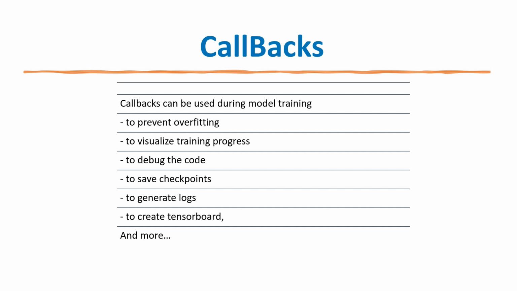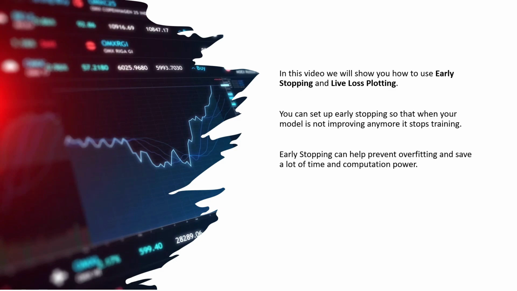Callback functions can be used during model training to prevent overfitting, to visualize training progress, to debug the code, to save checkpoints, to generate logs, to create TensorBoard, and more. In this video, we will show you how to use these two callbacks, early stopping and live loss plotting. You can set up early stopping so that when your model is not improving anymore, it stops training automatically, no matter how many epochs you set it up for. Early stopping can help prevent overfitting and save a lot of time and computing power for you.